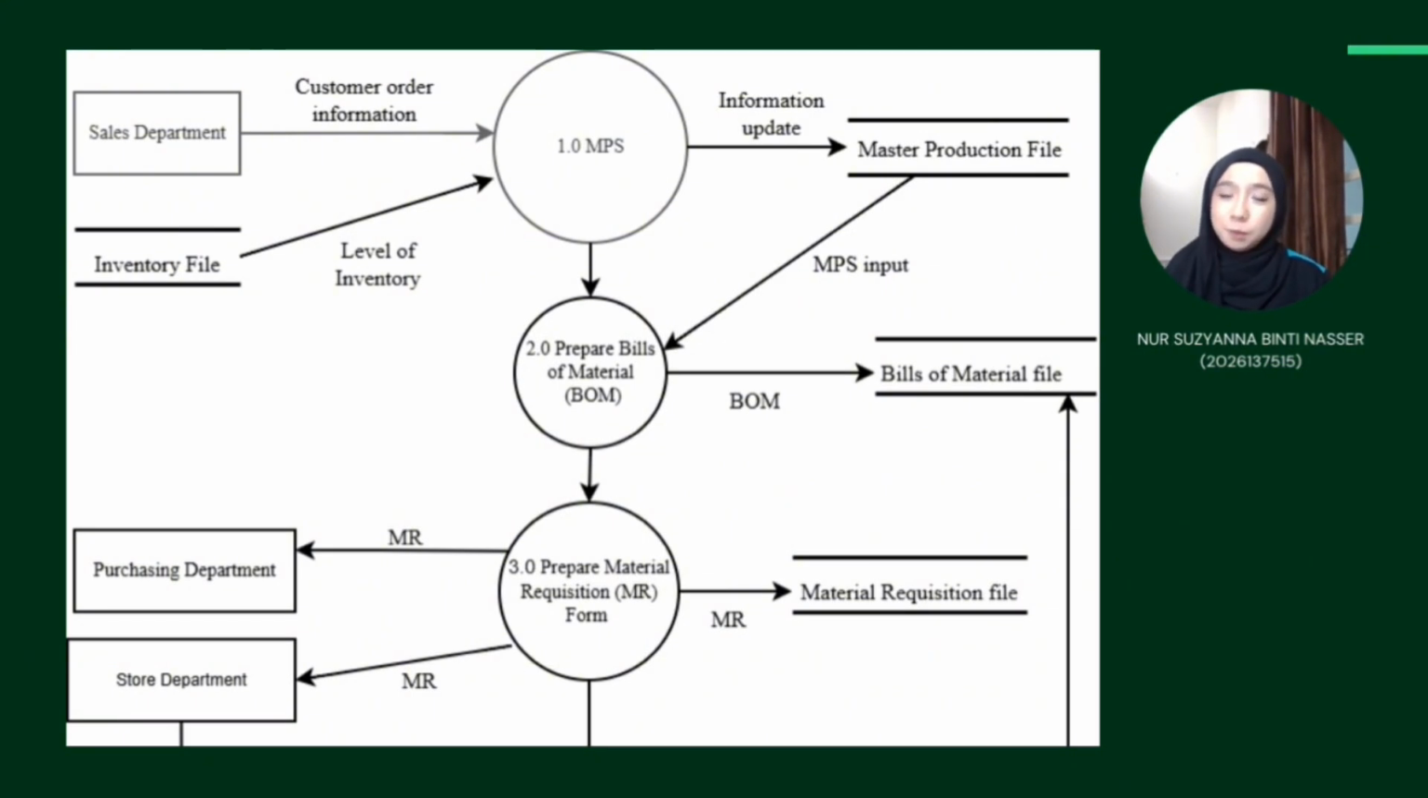Next, in process 2.0, the system prepares the bills of materials, which is BOM, which lists all the materials needed for the production. This information is then stored in the bills of material file. After that, process 3.0 prepares 3 copies of material requisition, which is MR. The MR is sent to the purchasing department to purchase any missing materials and to the store department to prepare the available materials. It is also sent to the material requisition file.